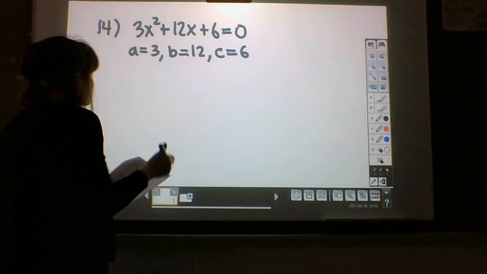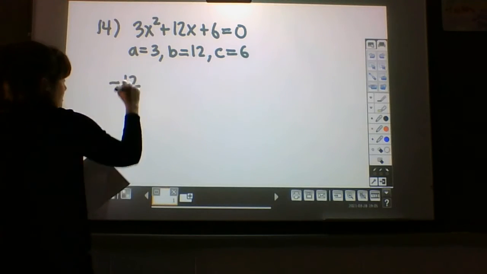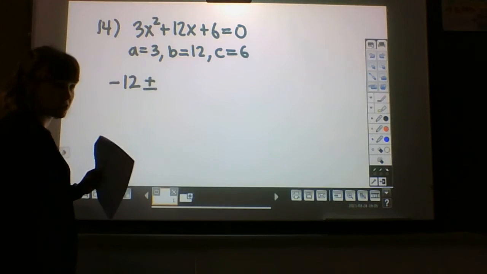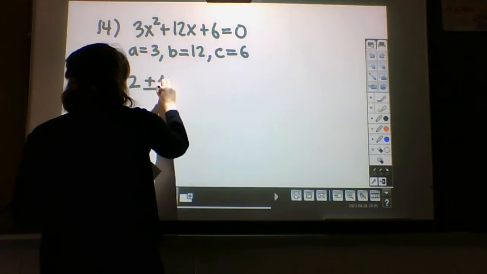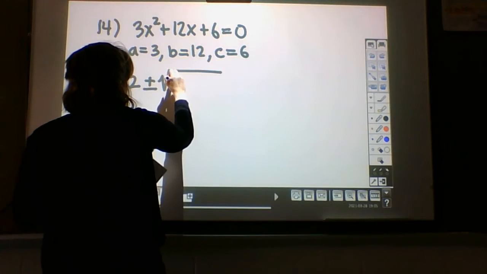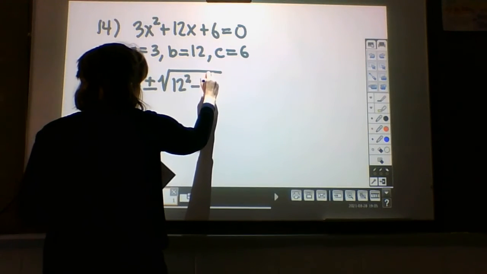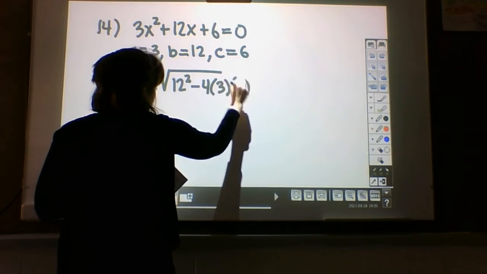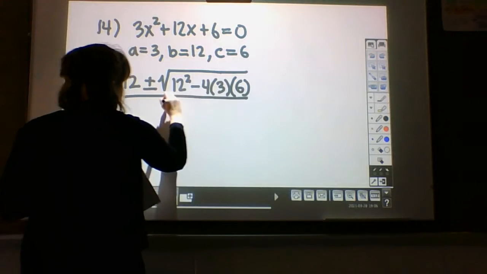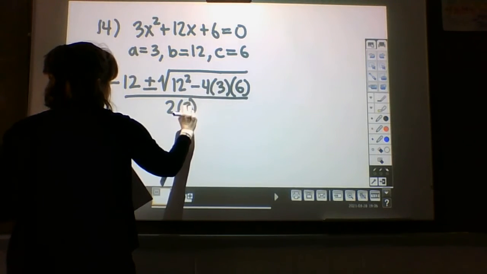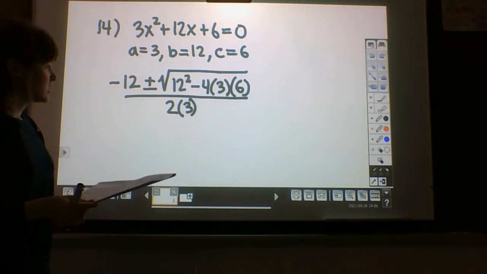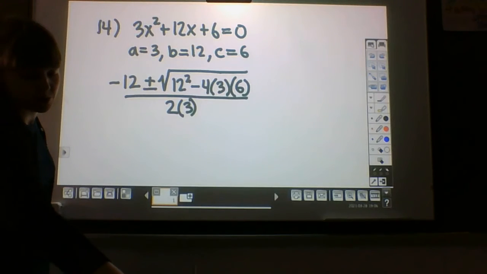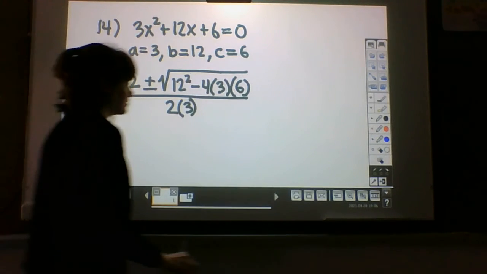Okay, so we're going to have negative 12 because you start with the opposite of b, plus or minus, because there's going to be 2 zeros or 2 answers to our problem. Square root of b squared, so 12 squared, minus 4 times a, 3, times c, which is 6, and all of that is divided by 2 times a, so 2 times 3. Okay, so I'll let you finish writing that down, and then we're going to work on simplifying what's under the square root.